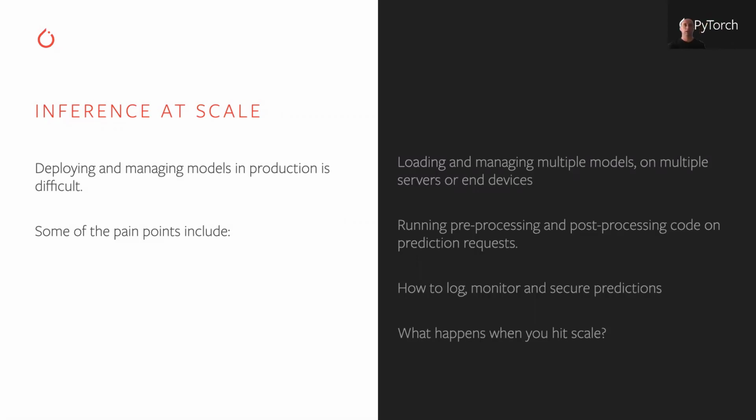And some of the things we've seen is being able to just load and manage multiple models. How do I have multiple models on multiple servers, maybe in multiple clouds or multiple types of devices? How do I handle running pre-processing and post-processing code around the prediction requests and be able to do that in a straightforward manner? How do I log and monitor? How do I secure predictions and have a way to ensure that my model can't be hacked when it's doing predictions? And of course, what happens when you hit scale?